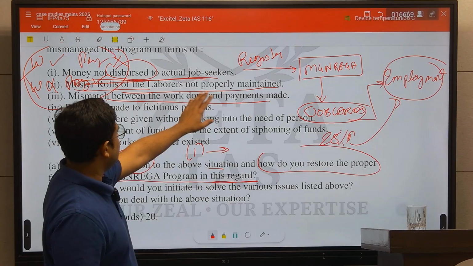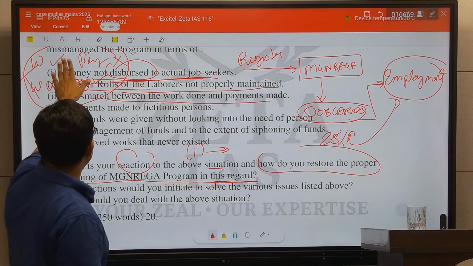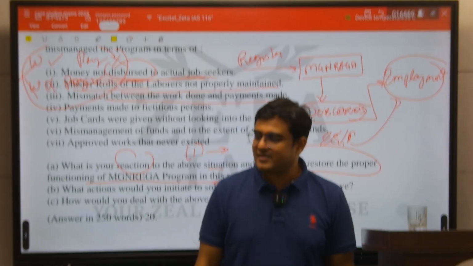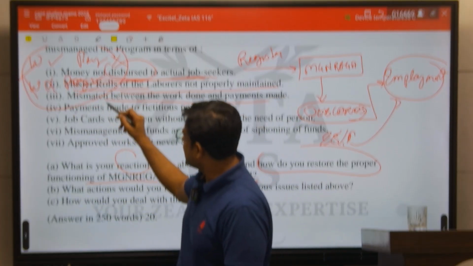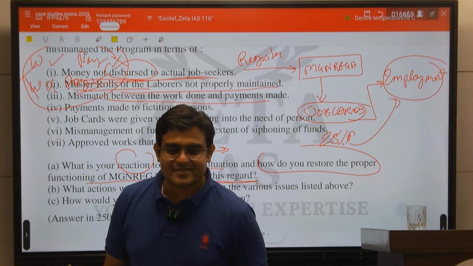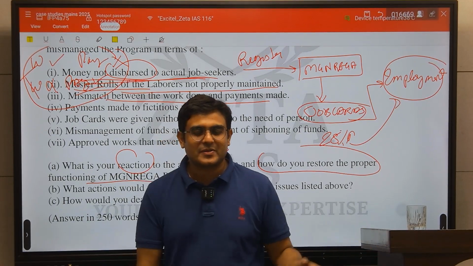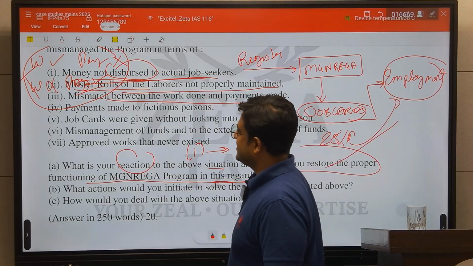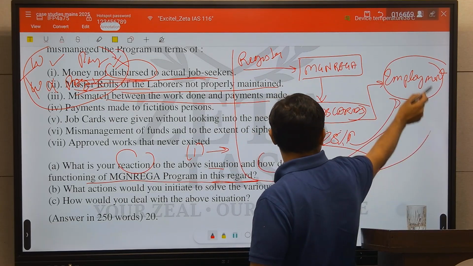Mismatch between work done and payment made. So work is done and payment not made, so you verify the work and make the payment. If work is not done and payment made, then you freeze the accounts, try to recover those payments and fix accountability: who made the payment, why it was sanctioned. This is the process. This is the structure the scheme has.